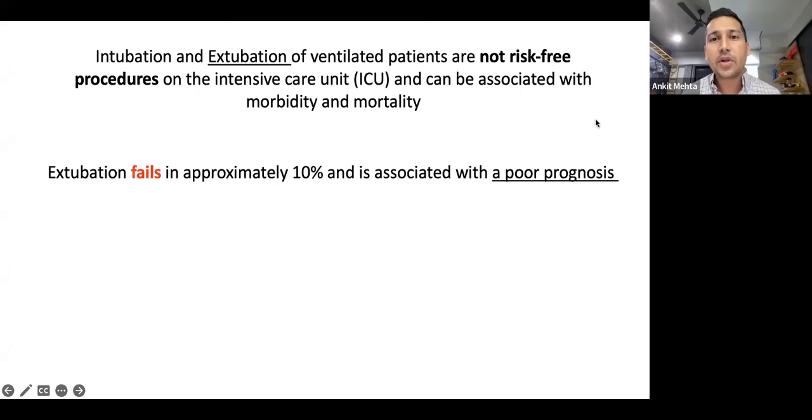Once you intubate a child, we all know that there is a significant amount of morbidity and mortality associated with a given patient. In a given scenario, extubation may even fail around 10% of the time. And obviously, as the extubation number increases in a given unit, the failures also increase, along with the associated risk of morbidity and mortality.